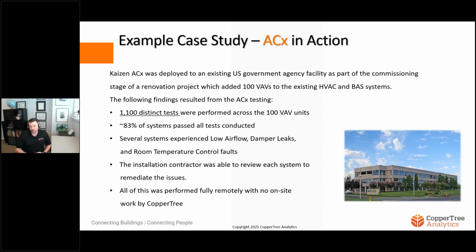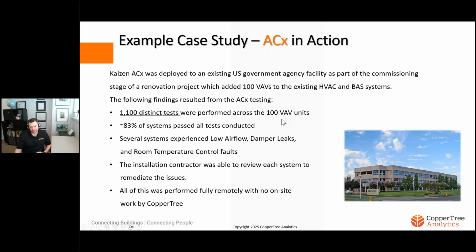And all of this was performed fully remotely. Coppertree never steps foot inside these buildings. We ship our device down. In this case, there was no FDD added to the project. It was completely for commissioning. We deploy one unit, pull the data, and in a matter of a week or two, we're up and running and ready to install and run the tests to support the commissioning team.